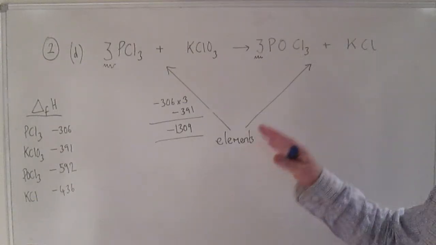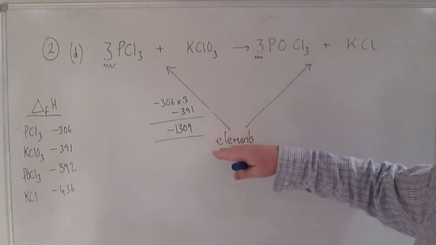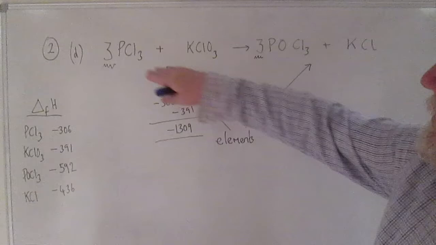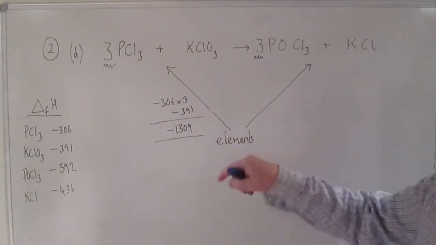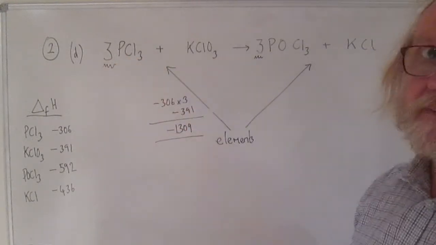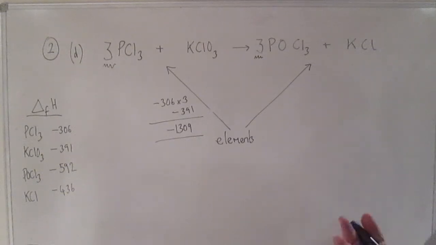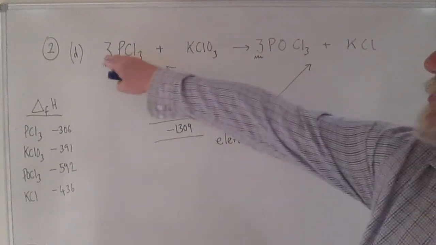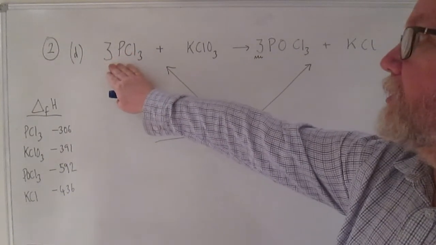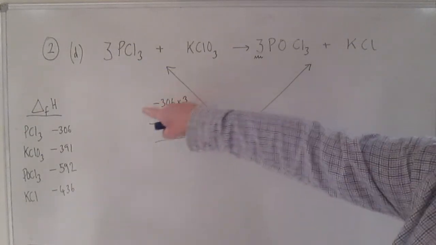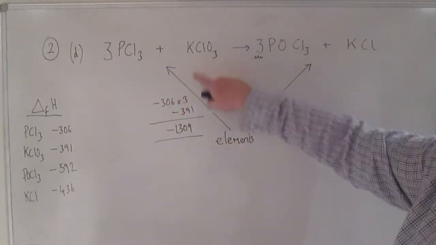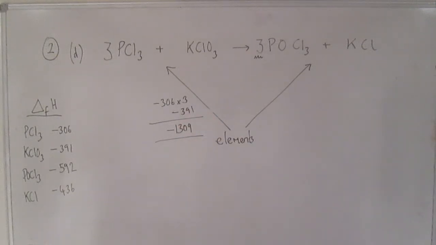Okay, so just to be clear, to get the total enthalpy change to convert the elements into these things on the left hand side, you've got to take account of the balancing numbers. If you don't do that, you're always going to get these questions wrong. So because there are 3 moles of PCl3 in the equation, it's 3 lots of minus 306 and then 1 lot of minus 391, which adds up to that lot.